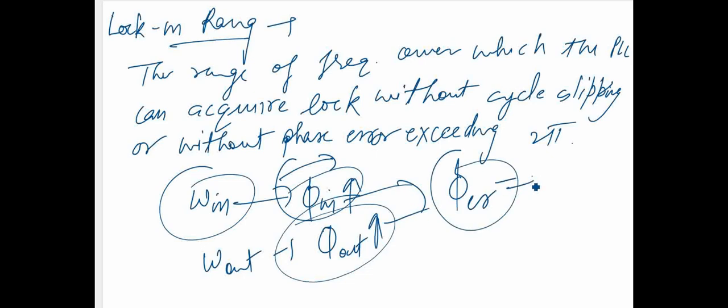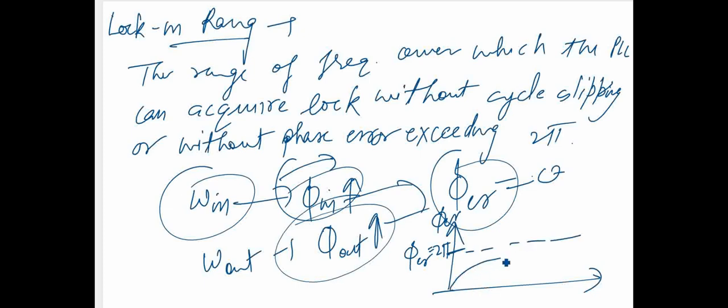How is your phase error increasing? Is it increasing constantly or what is happening? If your PLL is acquiring lock without cycle slipping, it means the phase error is not exceeding 2 pi. It is able to lock here only below this 2 pi. Then it is the locking range.